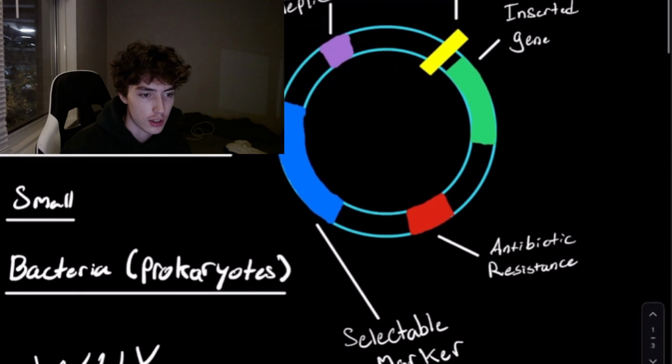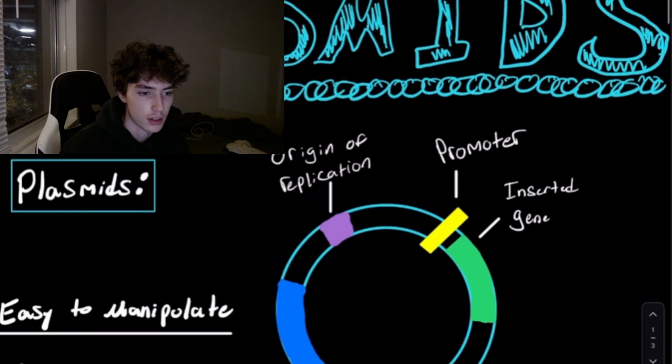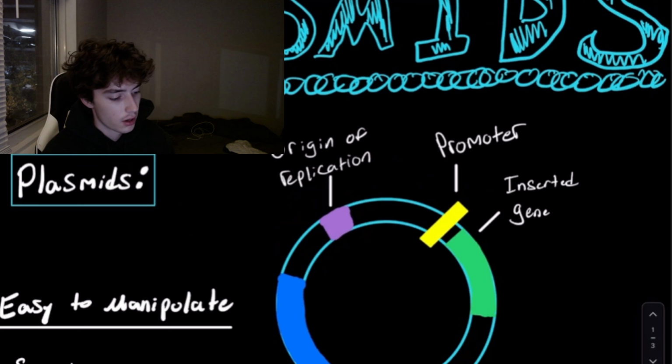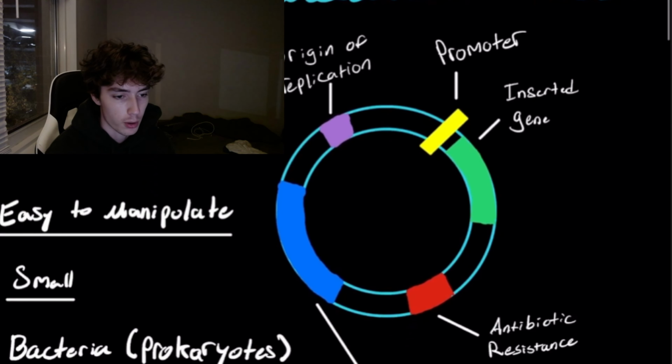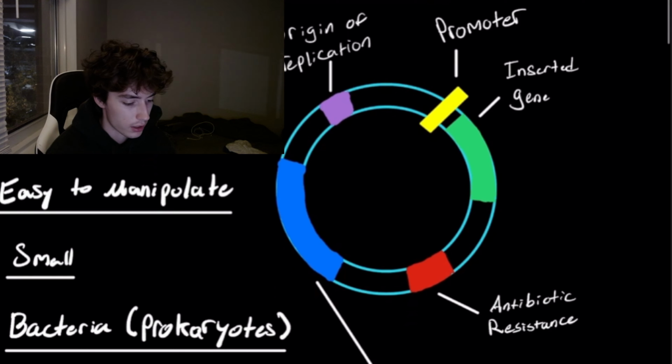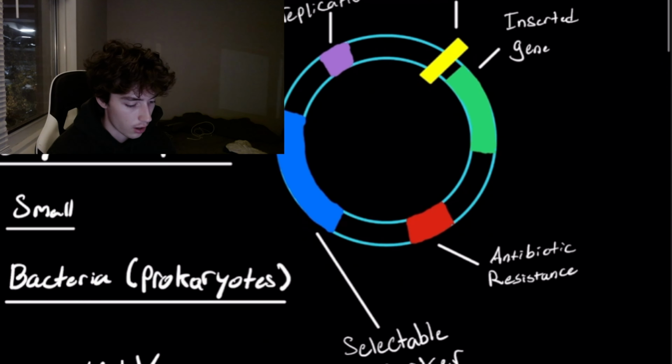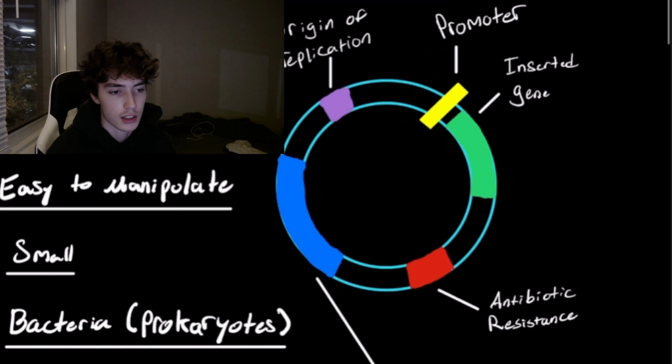So when we're actually looking at the different parts of a plasmid, we can see that we have the origin of replication. The origin of replication is technically going to be anywhere on the plasmid, but that's where DNA replication is going to start. We have the promoter. So the promoter is where transcription will start on the inserted gene. Similar to DNA replication, transcription and translation, the promoter is where transcription will start.